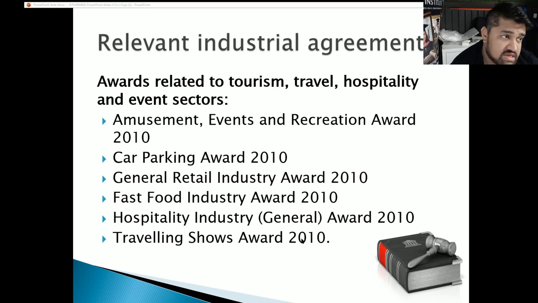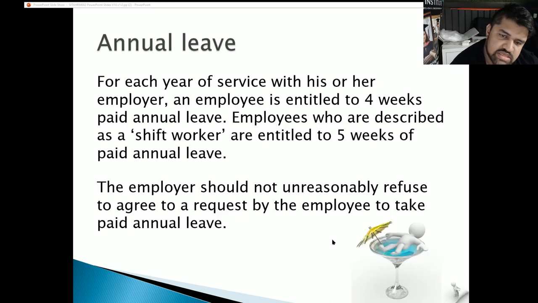If you're working in maybe venue management or security or valet parking, you've got that there for you. Then we've got the General Retail Industry Award, such as if you are stocking shelves or doing retail sales. And then we've got the Travelling Shows Award. This could be a circus, a tour or some sort of festival that's going around from different suburbs or towns or cities, and you're travelling with them. For us, we're interested in the Fast Food Industry Award 2010 and the Hospitality Industry Award 2010.